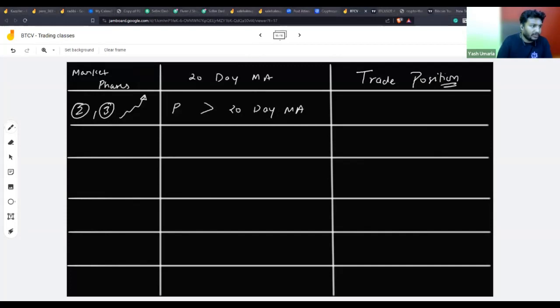Do we have our people here? Anyone, what do you think? What kind of position should we take? Can you tell me what kind of position you will be taking when the market is in the second or the third phase, and the price of Bitcoin is greater than the 20-day moving average?